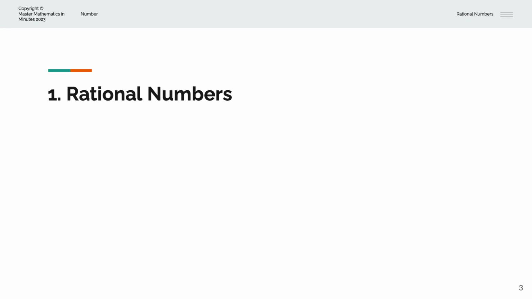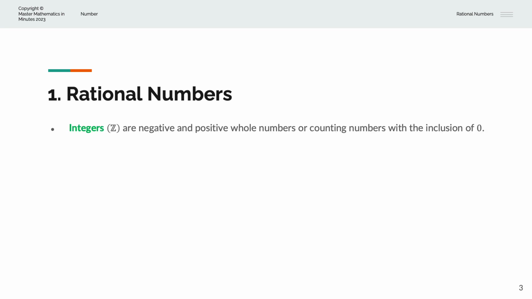So, what are rational numbers? Firstly, recall that integers are negative and positive whole numbers, or counting numbers, with the inclusion of 0. For example, the numbers -3, -2, -1, 0, 1, 2, 3 are examples of integers.